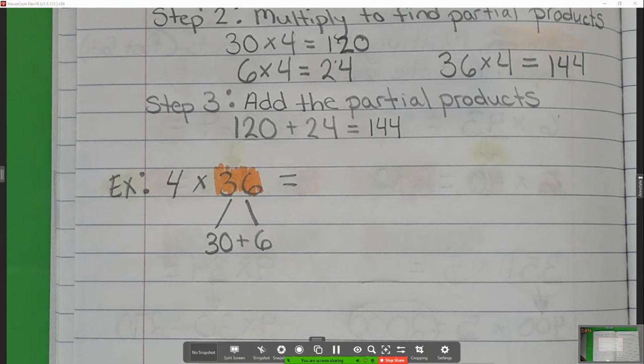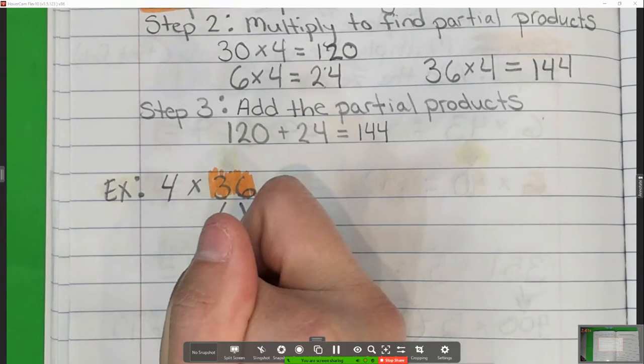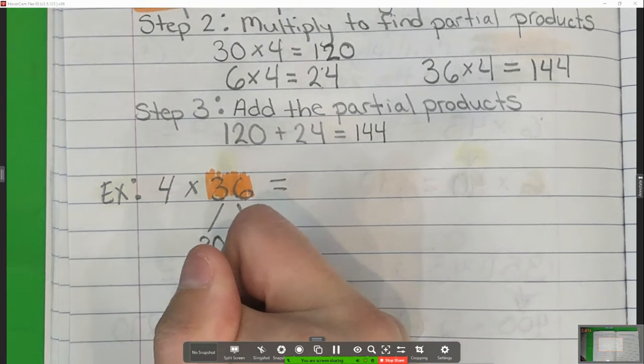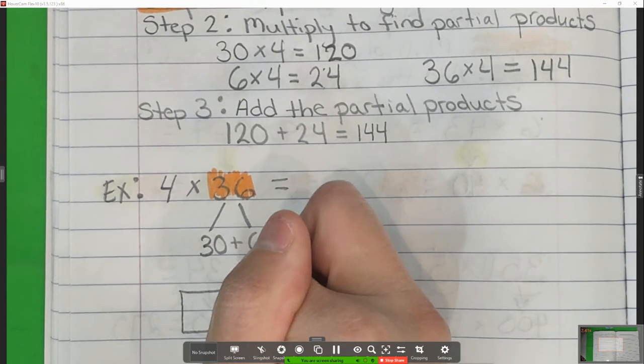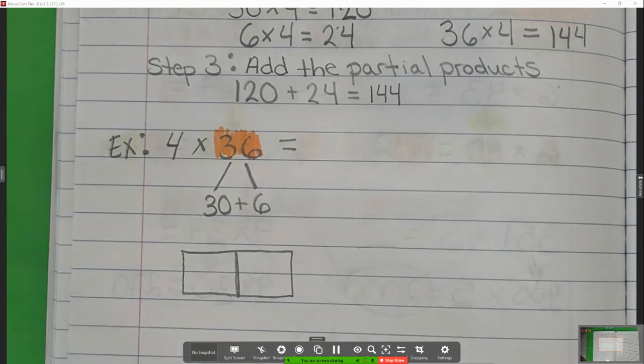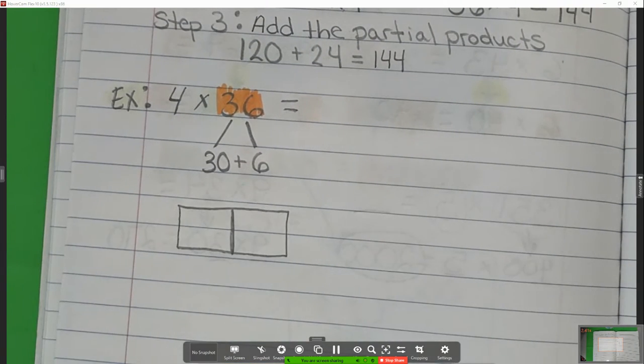Now the area model gets its name because of what we have to draw next. We have to draw an area model. We're going to be learning about area in geometry. It's like an area rug. We want to know how much space it takes up inside the area. So we're going to draw 2 boxes, and I'm going to tell you why we chose 2 boxes.